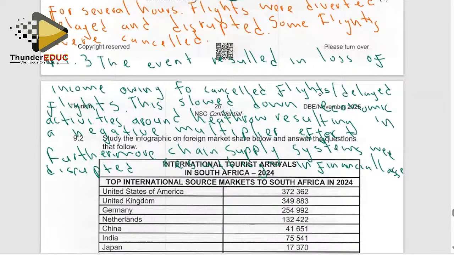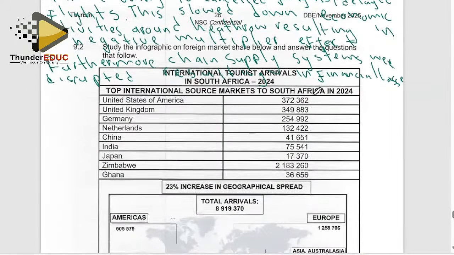For example, you have ordered a product perhaps from America, then suddenly the flights are cancelled or they are delayed. It simply means that you cannot get your product on time. So that is what we refer to as disruption of supply management channels or systems. Those are the economic impacts of this event.